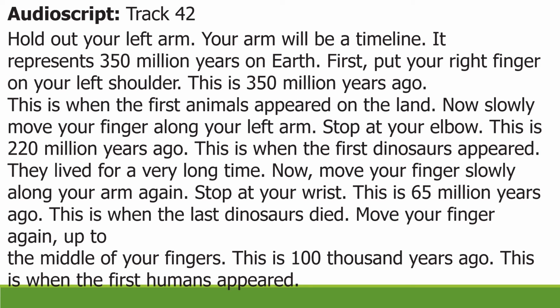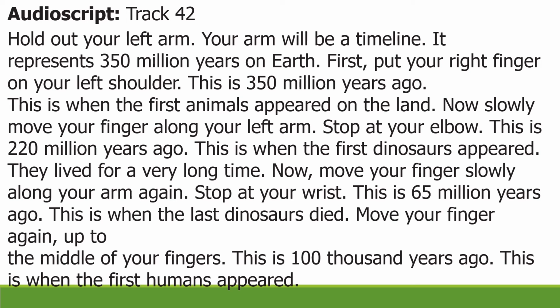Now, slowly move your finger along your left arm. Stop at your elbow. You're moving it down now. Stop at the elbow. That's 220 million years ago. Now, that's when dinosaurs first appeared. Now, they lived for a very long time.